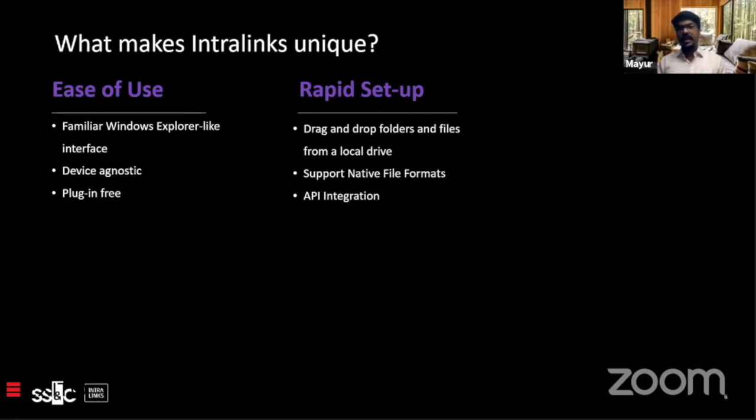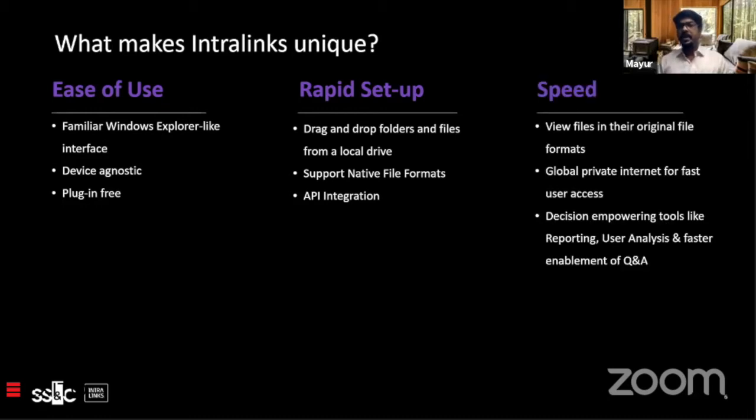Intralinks' platform supports files in their native format, so you don't have to bother about converting them into a TIFF format or a JPG format or any other format. We also have API integrations for processes that need information to flow back to your system or to be pulled from your system. Speed: Intralinks uses Akamai technology to support data.